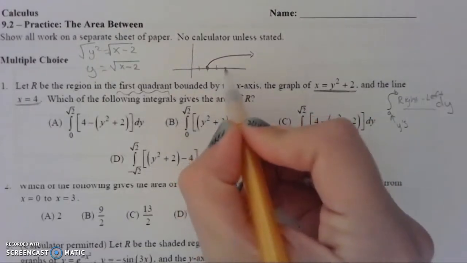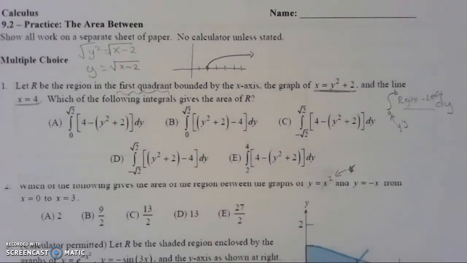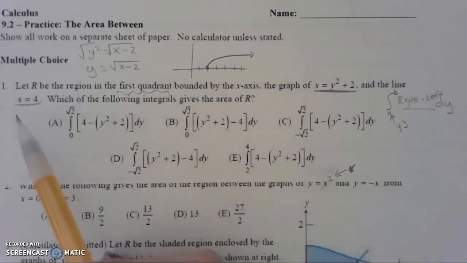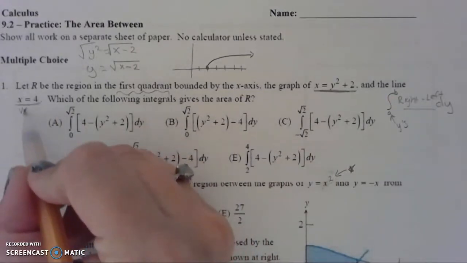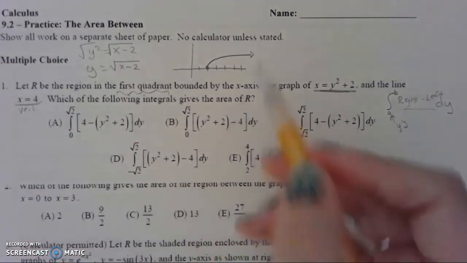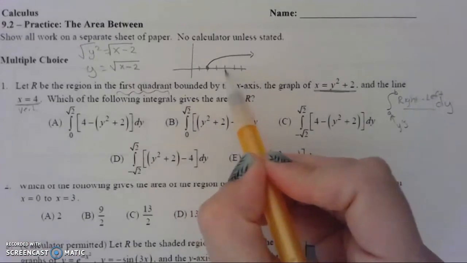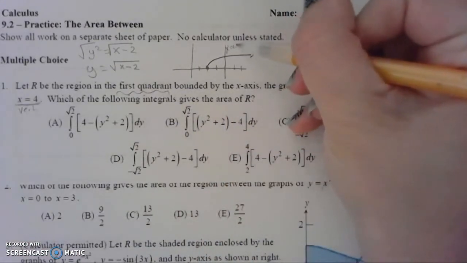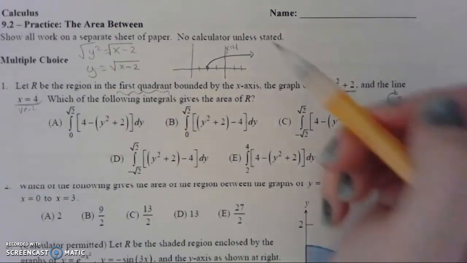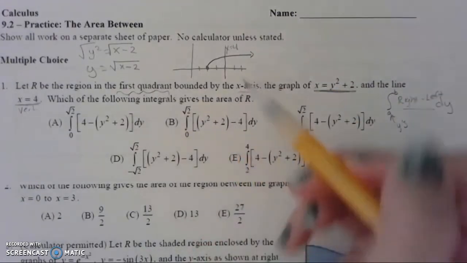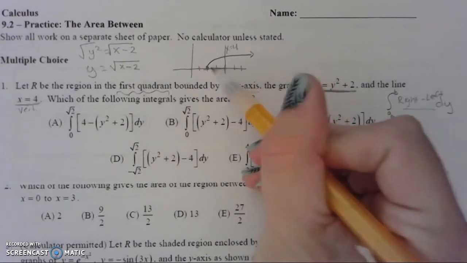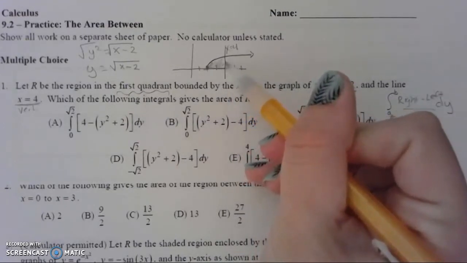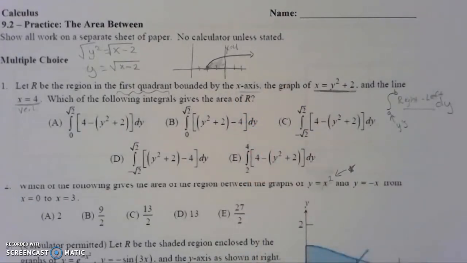What we're concerned about is that equation, which is right there, and the line x equals 4. So remember, this is going to be a vertical line. X equals 4 goes through every x value that's 4, so that is this vertical line. So this is x equals 4. It also said bounded by the x-axis, so that's this piece. So we're looking at the area of this section here.